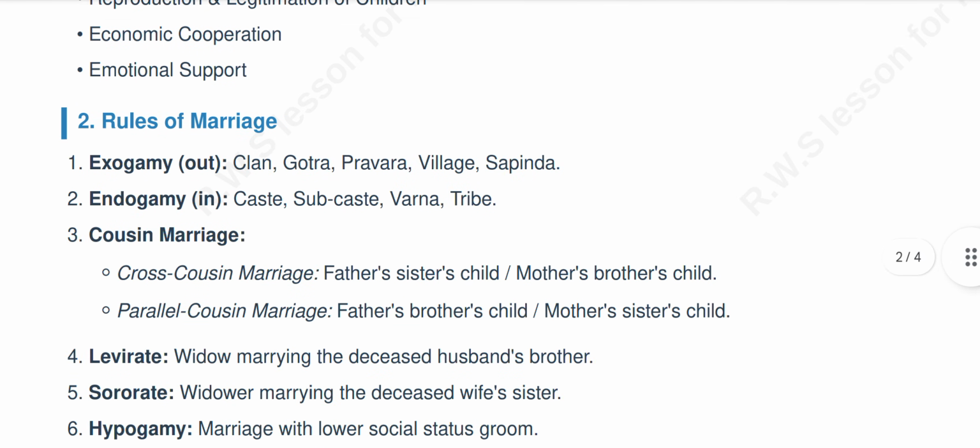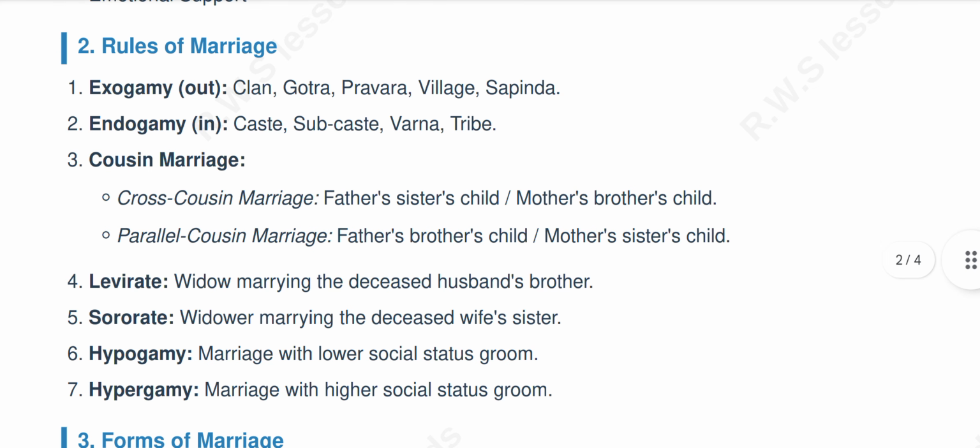Now let's move on to the second: rules of marriage. This is again very important. You need to go through these points really well. The first one is exogamy, and the second is endogamy. Exogamy means out and endogamy means in. Remember it, and you can also remember it like exogamy means different and endogamy means within or the same.